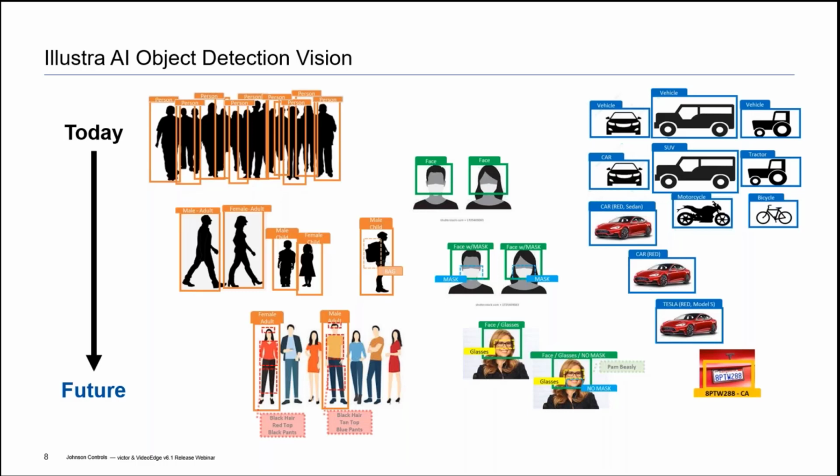So as we develop new AI models and train our AI to detect different kinds of objects and subclassifications, we can quickly add those in, and SecureIQ will be able to search against those additional object types.